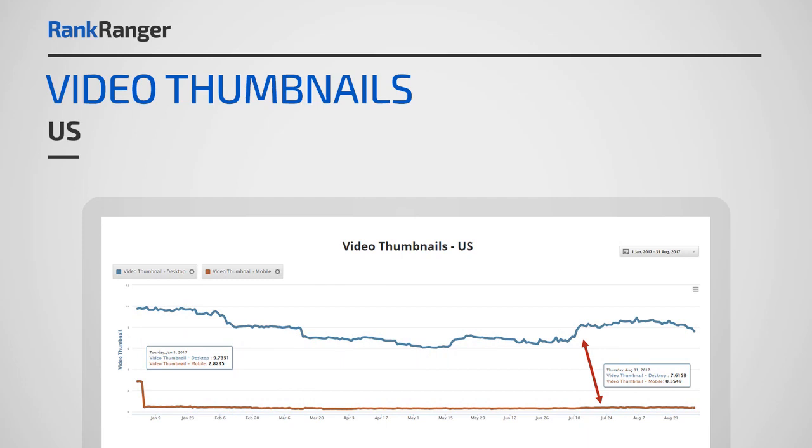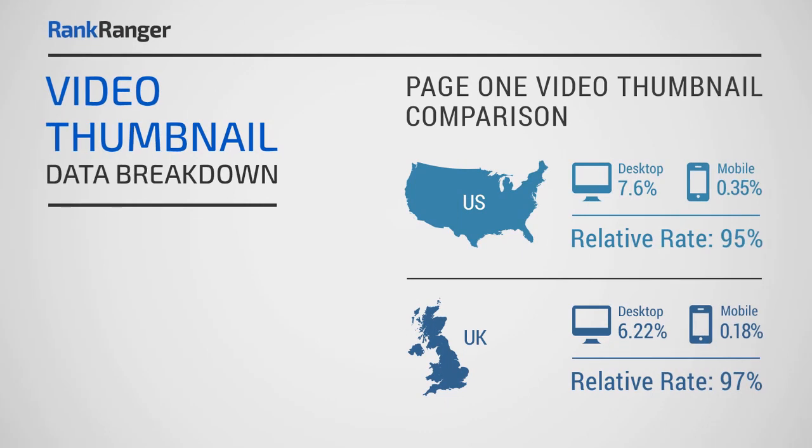US, same story. Desktop has way more video thumbnails than mobile does. There's an enormous gap, much as there was with image thumbnails, but the inverse. Okay, just take a look at the data. Both the US and the UK show an increase in the frequency of video thumbnails on desktop relative to mobile.